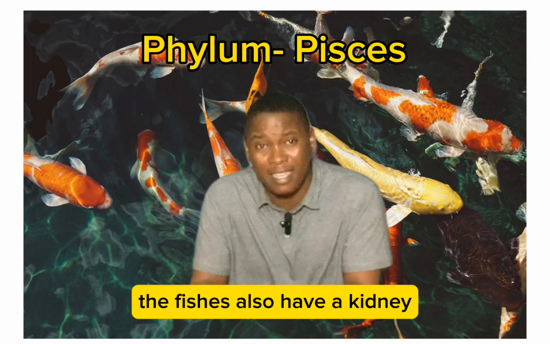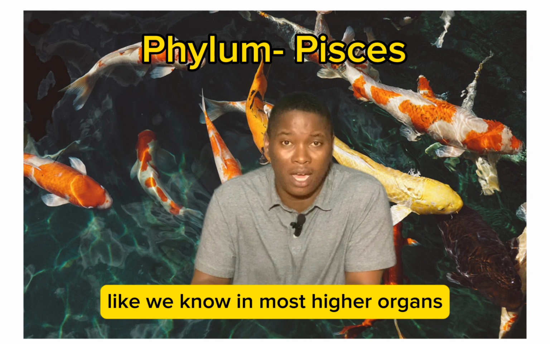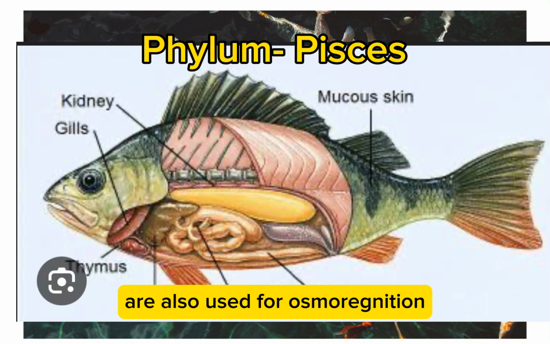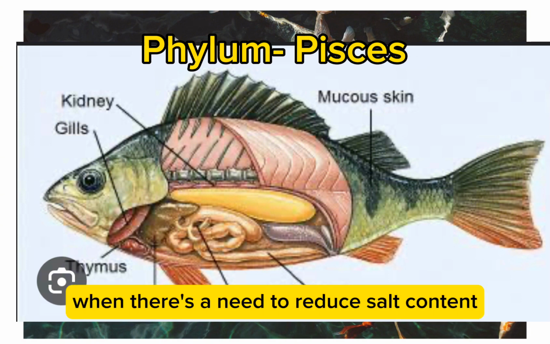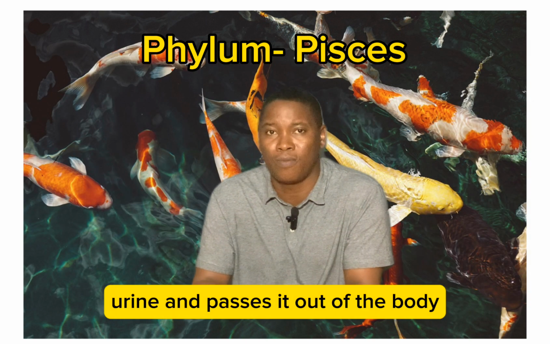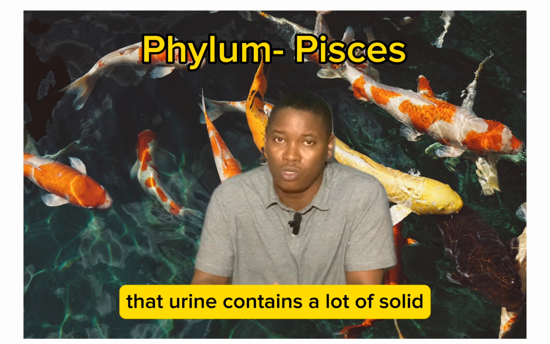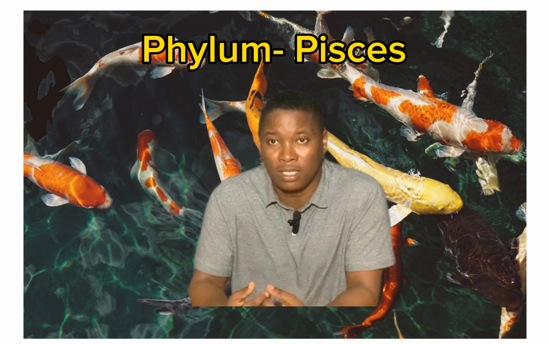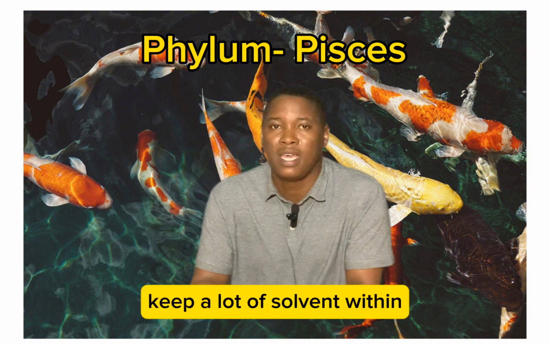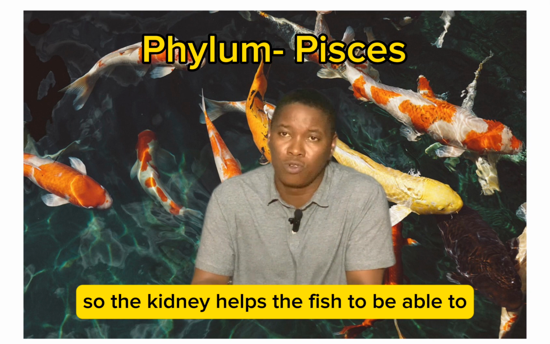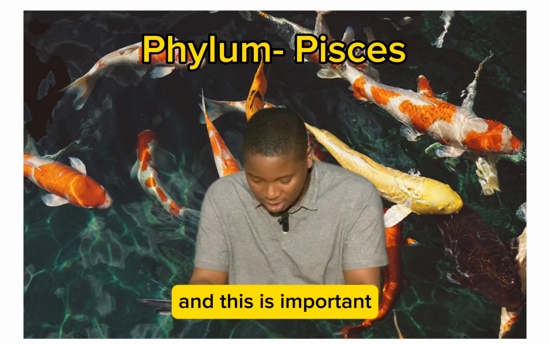The fishes also have a kidney, and the kidney, like we know in most higher organisms, produces urine, and the kidney of fishes is also used for osmoregulation. When there is a need to reduce salt content, the fish produces very concentrated urine and passes it out of the body. That urine contains a lot of solute. If the fish needs to keep a lot of water within itself, it can also produce very dilute urine. So the kidney helps the fish to osmoregulate, and this is important.